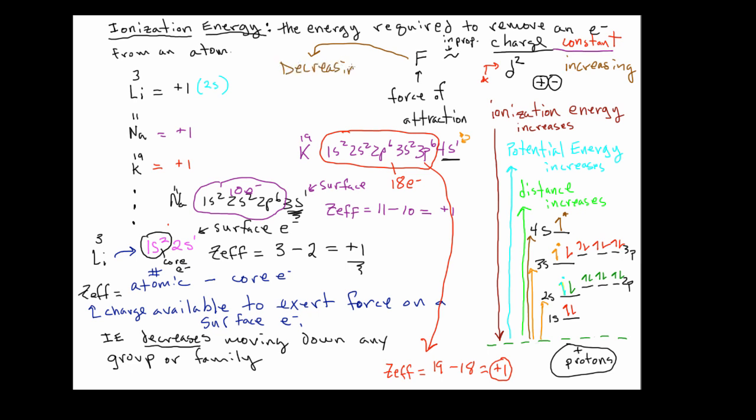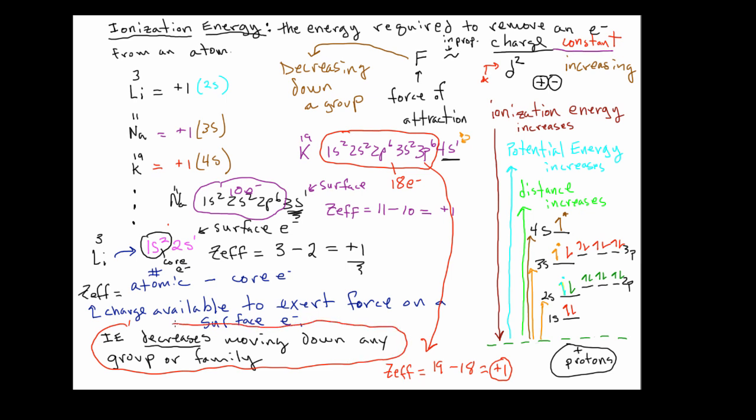And if the force of attraction, the force that is pulling on those outer electrons, is decreasing down a group, then it becomes progressively easier to remove an electron as we move down any group. It becomes progressively easier to remove an electron as we move down a group. It requires less energy. So let me go ahead quickly here and circle the bottom line. So ionization energy for any particular group decreases as we move down that group or family.